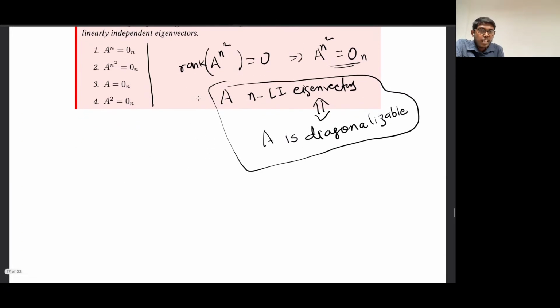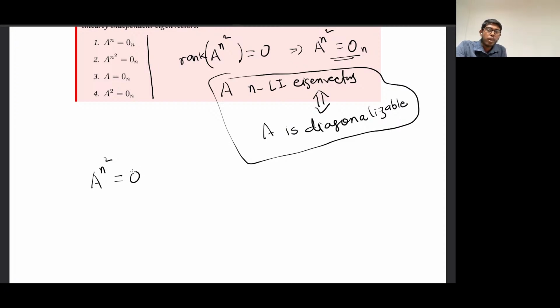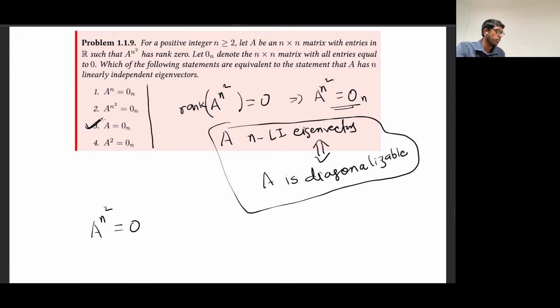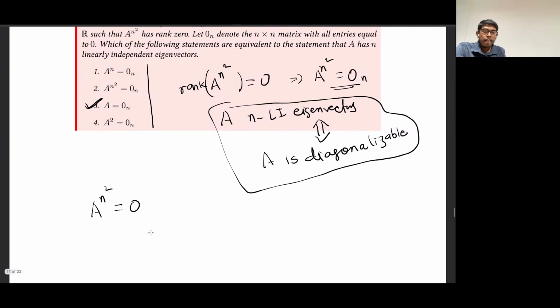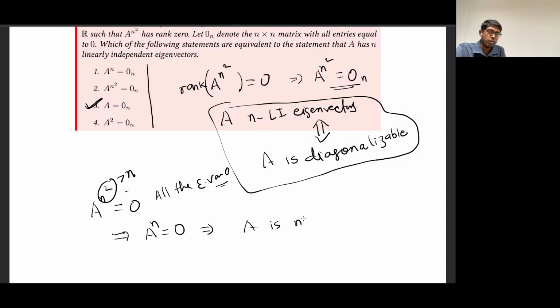So let's analyze. A to the power n square is 0. Right, option 3 is of course correct because if A is a 0 matrix, then it is diagonalizable. And now A to the power n square is 0, so this implies that A to the power n is also 0, because n square is bigger than n. So all the eigenvalues are basically 0. Okay, so A is nilpotent. And you see, this option is nilpotent, this is nilpotent, and this is nilpotent.